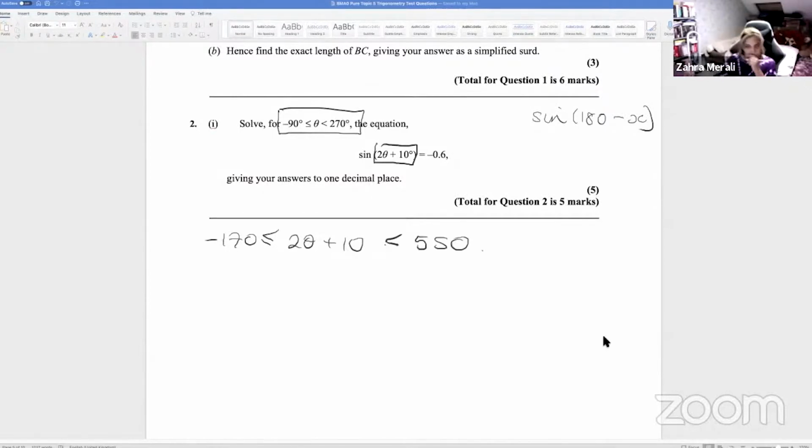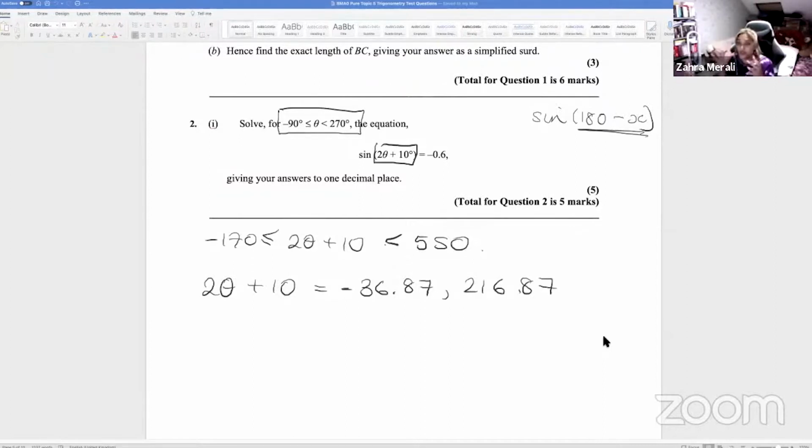First step, grab your calculator and do shift sine of minus 0.6. Your calculator will give you minus 36. How many decimals? 1 decimal, we're going to go to 2. So 2 theta plus 10, shift sine minus 0.6 in your calculator gives you minus 36.87. Then I'm going to use this rule. Leaving it in my calculator, I'm going to do 180 minus answer, and that gives me 216.87. Now I know I've got those two numbers.